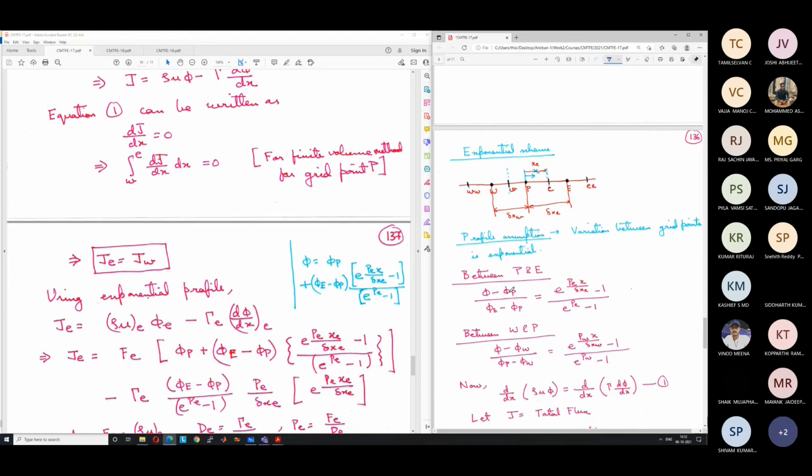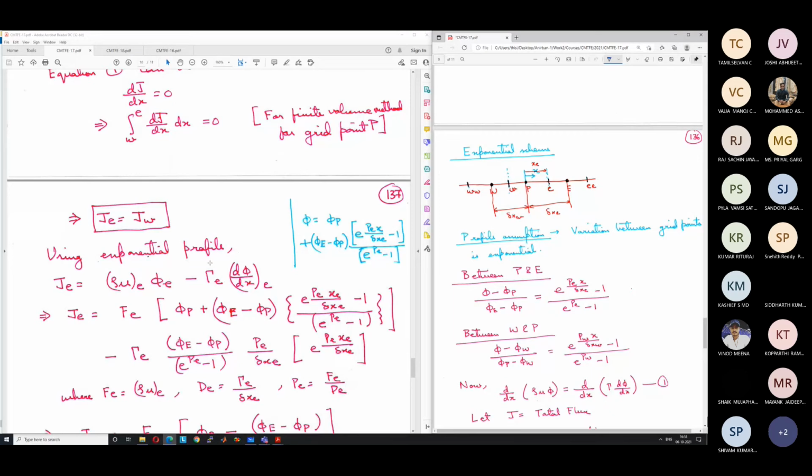Plus this phi p. So phi at the east interface is equal to phi p plus (phi e minus phi p) times (e to the power p xc by delta xc, minus 1) divided by (e to the power p minus 1). This is the value of phi we have replaced.